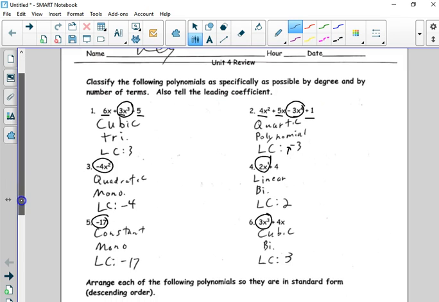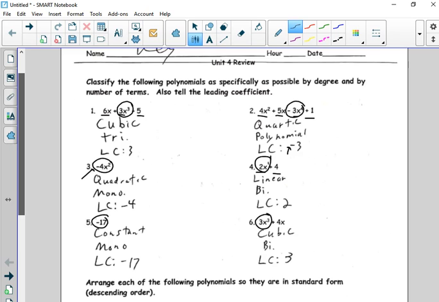Okay, there's only one term here, and it is quadratic, 2. It's a monomial, and lead coefficient is, again, remember that negative 4. All right, number 4 is linear, because it's x to the 1, and the lead coefficient is 2, and it's a binomial, because there's 2 terms.